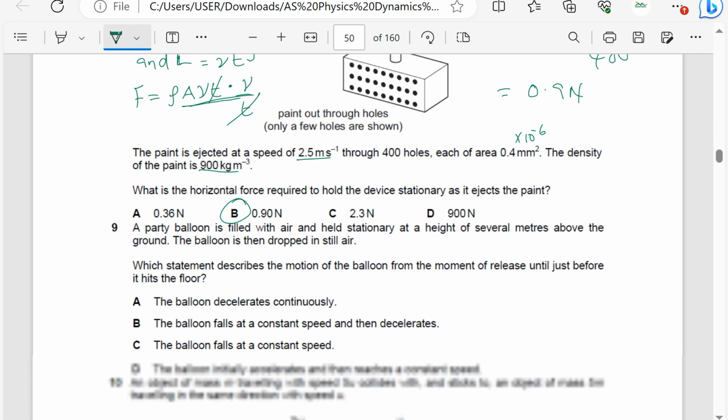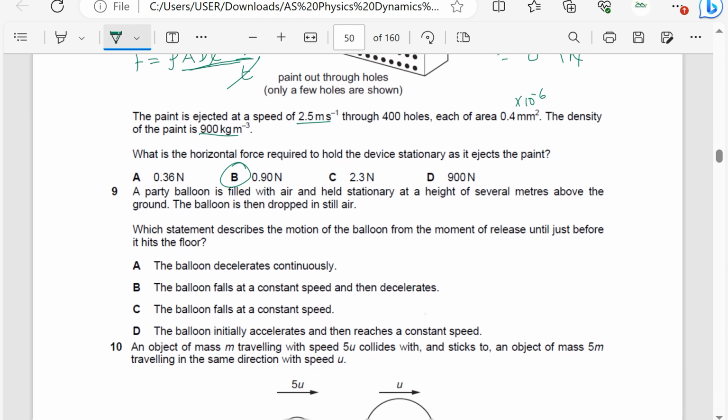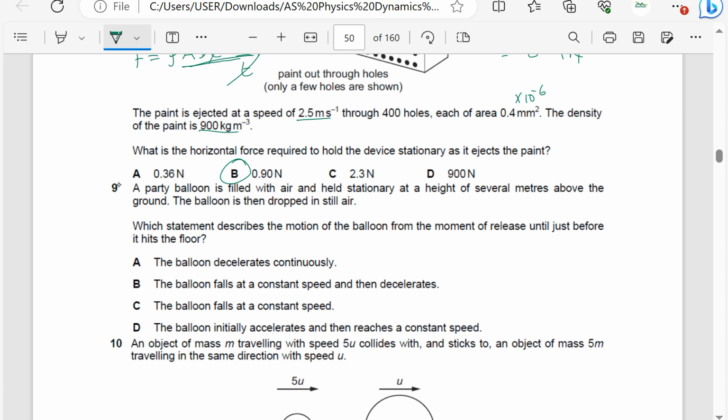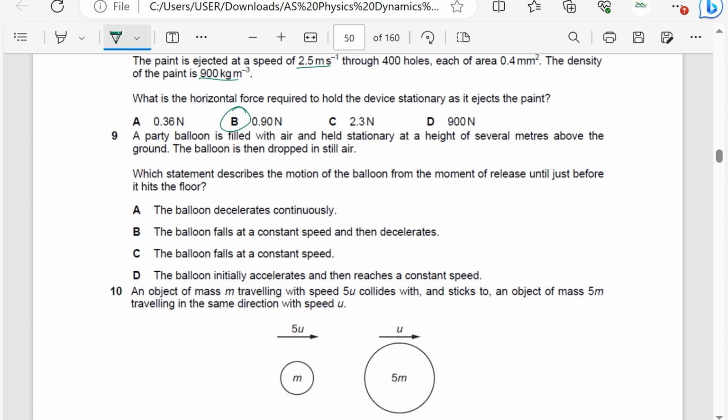A portable balloon is filled with air and held stationary at a height of several meters above the ground. The balloon is then dropped in still air. Which statement describes the motion of the balloon from the moment of release until just before it hits the floor? It is dropped in still air.